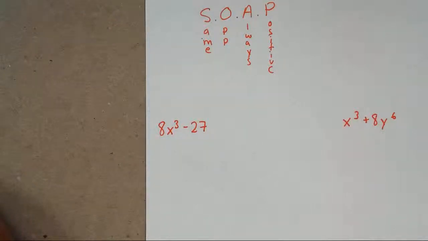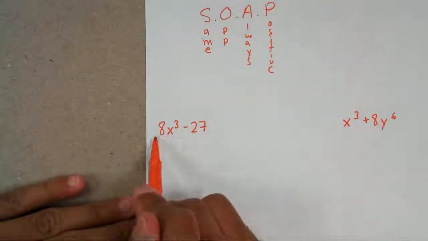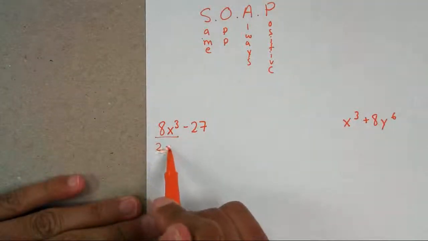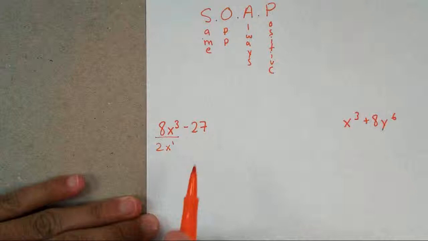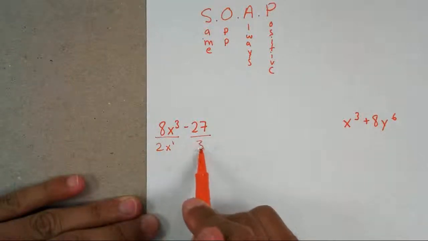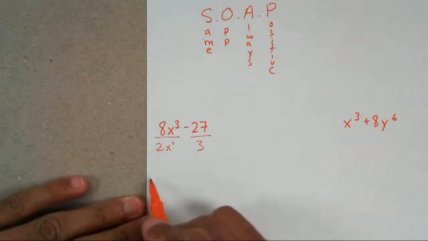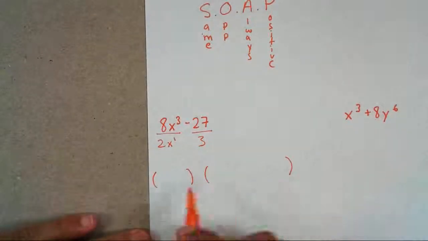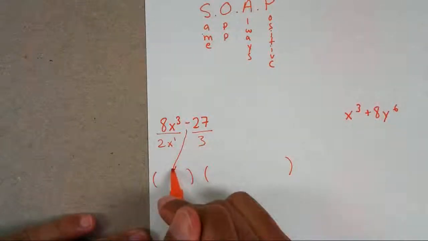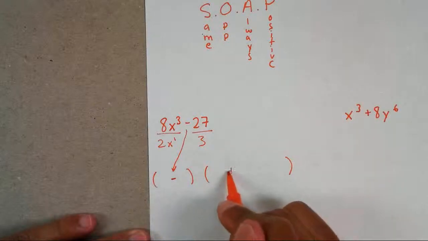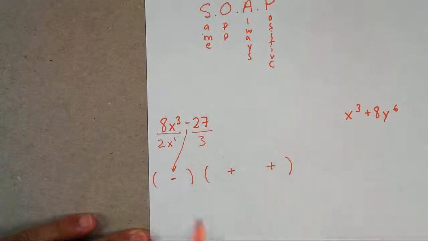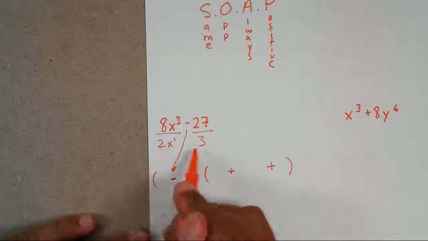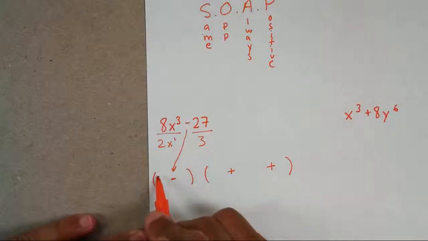All we have to figure out is, what is the base of 8? 2 times 2 times 2 gives you 8. This is x to the first. 27, 3 times 3 times 3, so this is 3. One small parenthesis, one bigger parenthesis. Same sign, minus. Opposite sign, positive, always positive, another positive. Bring your bases down, follow the arrow.